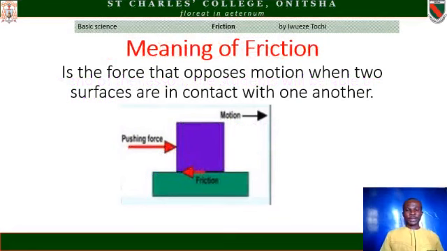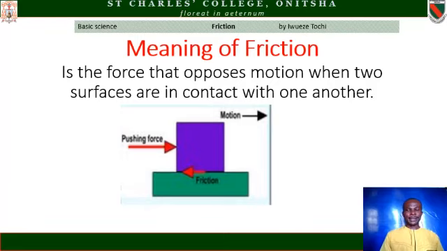Meaning of friction. Friction is the force that opposes motion when two surfaces are in contact with one another.